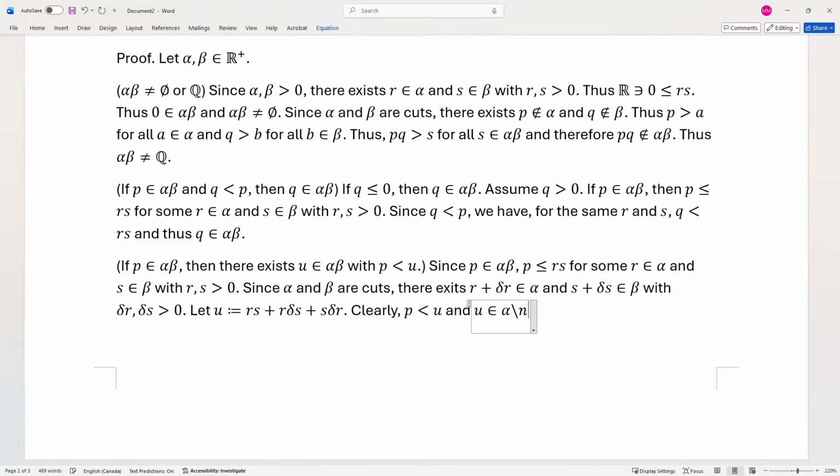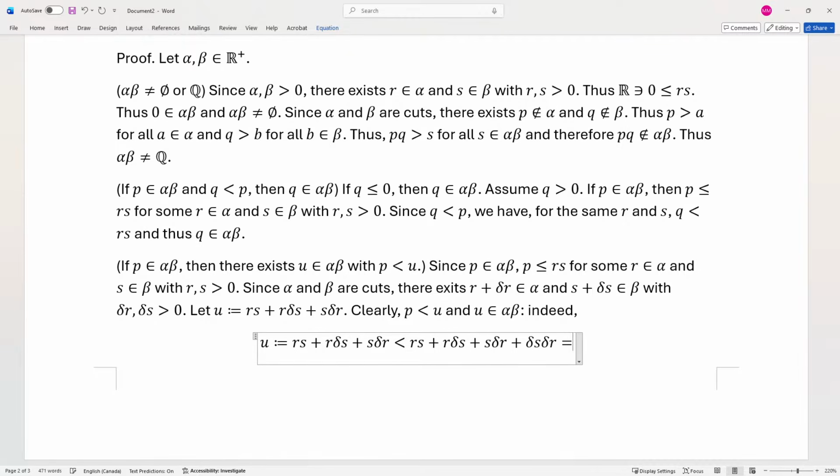Indeed, the U here is less than the three terms plus the so-called second order term.